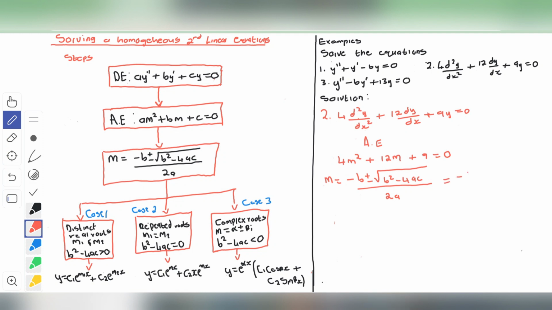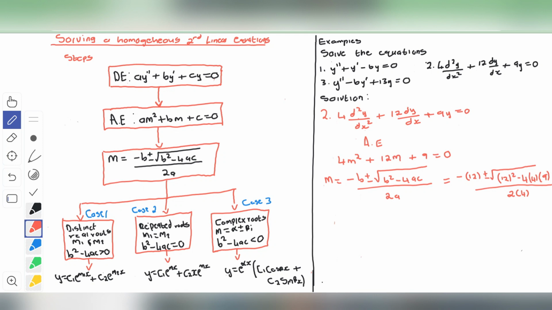So we know that for b we have what? It's 12, therefore it's 12 plus or minus the square root of what is b. You can see that our b is 12 squared minus 4 into our a is 4, then our c is what? It's 9, therefore all over 2 into what is our a? Our a is 4, right?